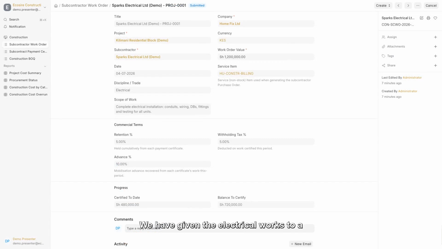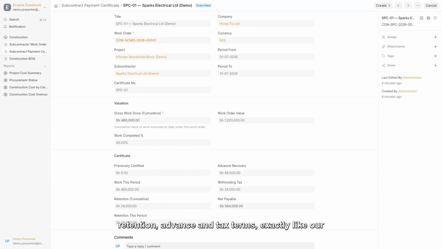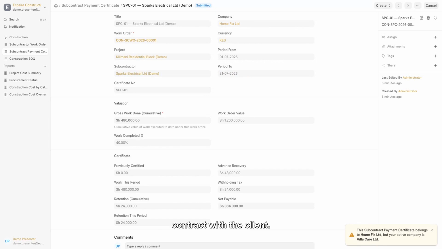Big jobs are never built by one company. We have given the electrical works to a specialist subcontractor, Sparks Electrical. This is their work order, the agreement that fixes their price at 1.2 million shillings with their own retention, advance and tax terms, exactly like our contract with the client.